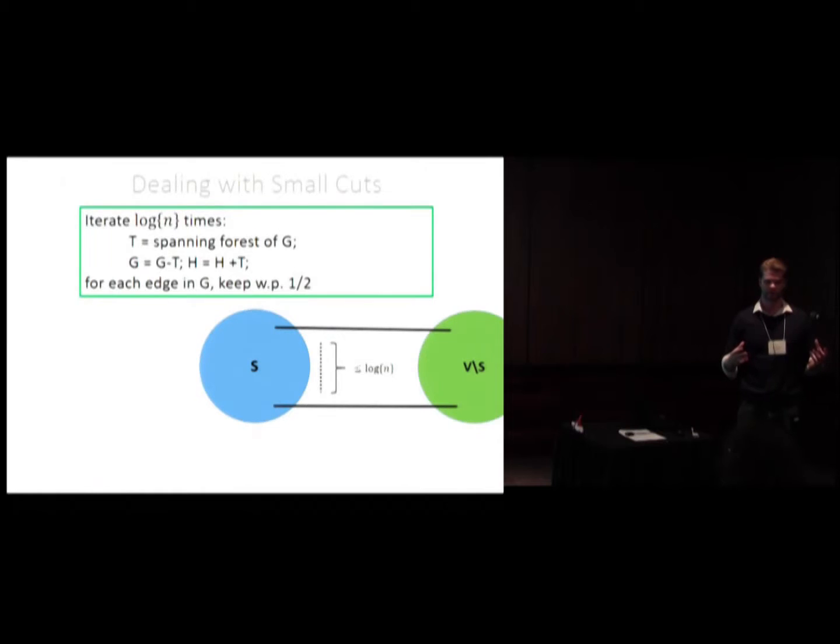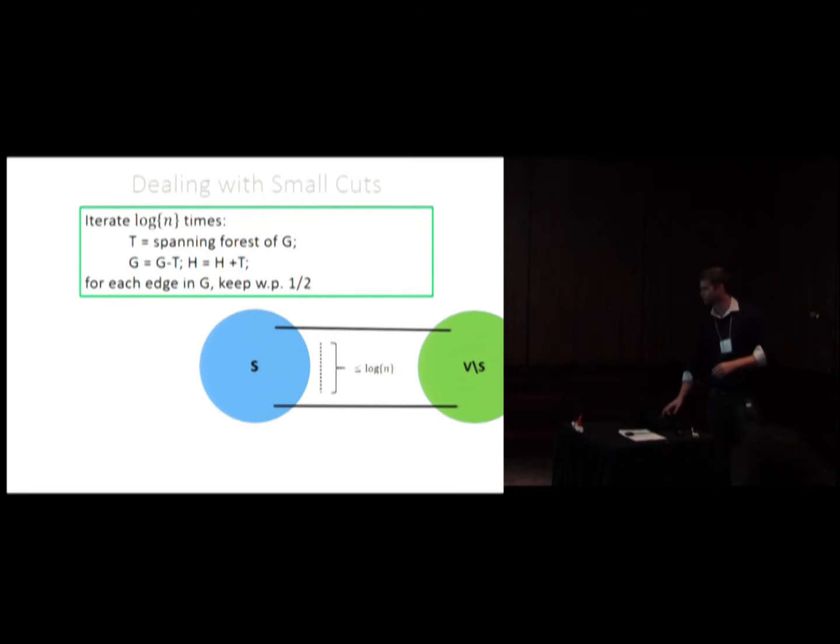So to solve that problem, suppose instead we took our original graph, we take a tree, we remove all the edges of the tree, we find another tree of the remaining graph, we remove all those edges, and we repeat this log n times. Then we sample the remaining edges. So it's the same routine, but we're going to keep log n different trees that are disjoint in the graph.